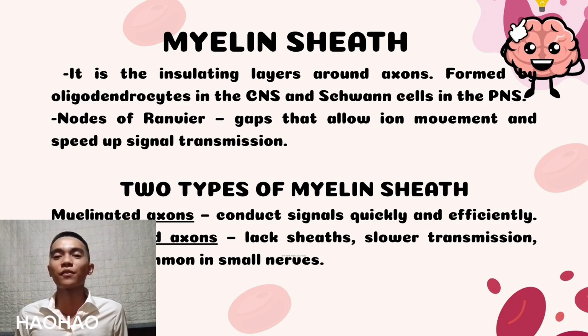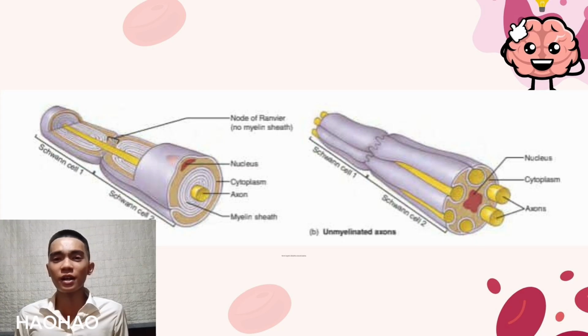There are two types of axons: myelinated axons and unmyelinated axons. First, myelinated axons conduct signals quickly and efficiently. On the other hand, unmyelinated axons lack sheaths and have slower transmission, but are more common in small nerves. As you can see in the picture, A shows the myelinated axons, while B shows the unmyelinated axons.